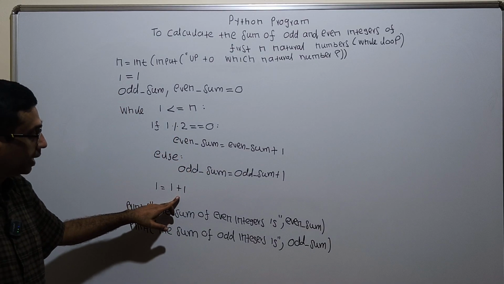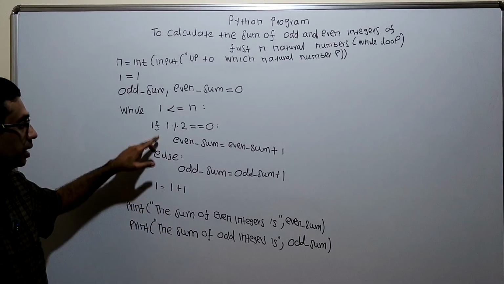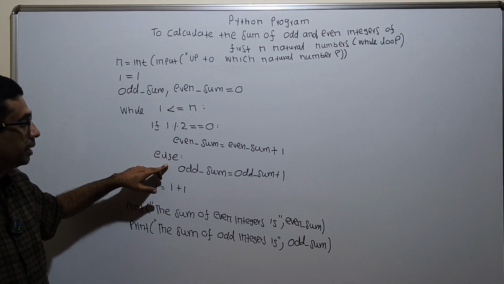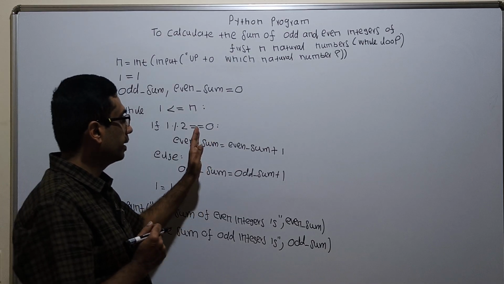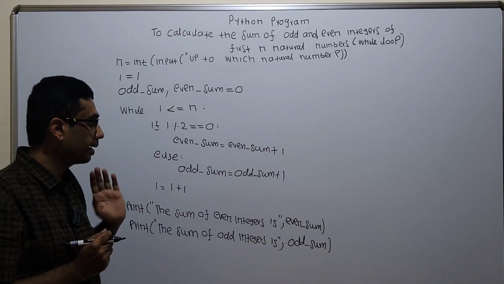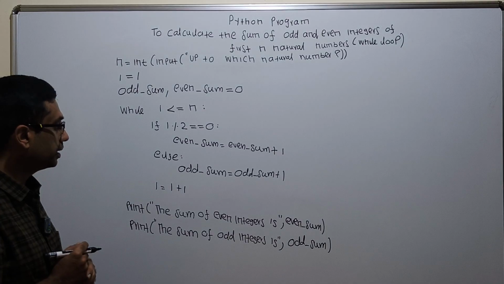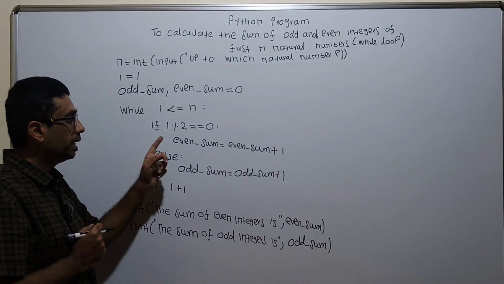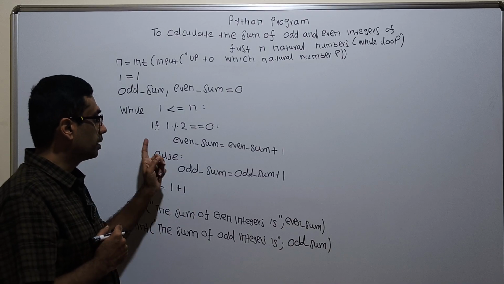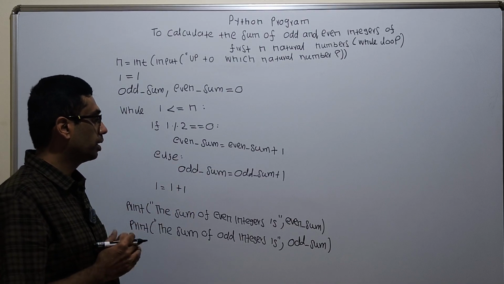Next, the I value will get incremented and the condition will be checked. If this is true, the statement will get repeated. The loop will go from 1 to n, and the appropriate even numbers are added in the even sum and the appropriate odd numbers are added in the odd sum. So it calculates the sum of the even numbers and odd numbers. The even numbers are stored in the even sum, and the odd numbers are stored in the odd sum.